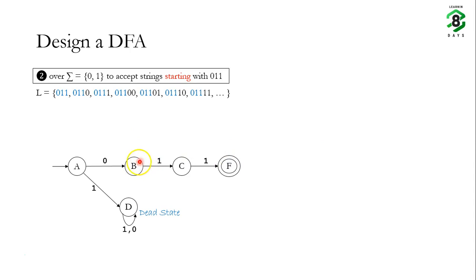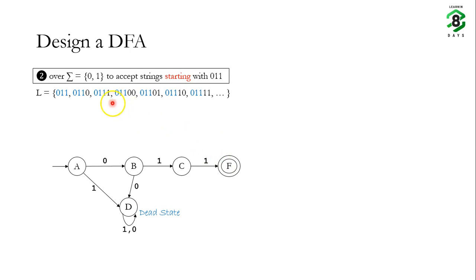Now let's complete state B. Now in state B, if we get a 1, we go to state C. What will happen if we get a 0 in state B? Now think of this. We are in state B, that means the previous input symbol was 0. If we get another 0, then is there a chance of the string starting with 011? The answer is no, right? So we should go to a dead state if we get a 0 from state B. In state C, if we get a 1, we go to state F.